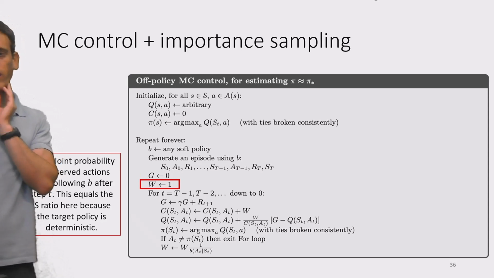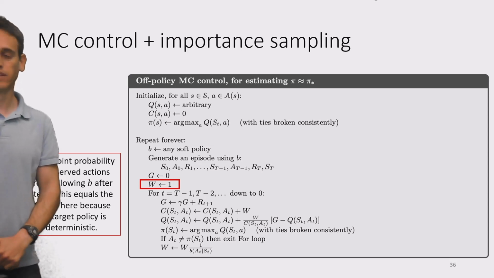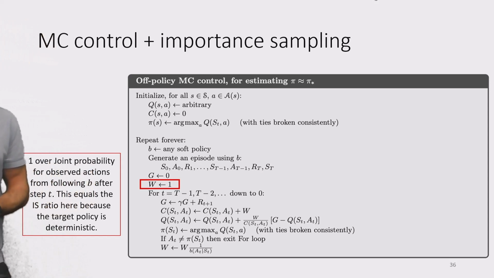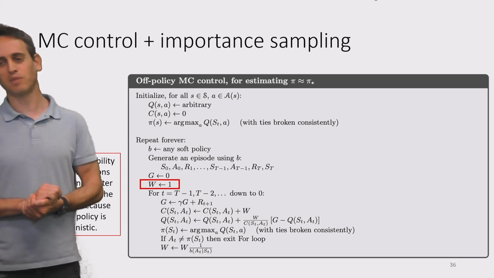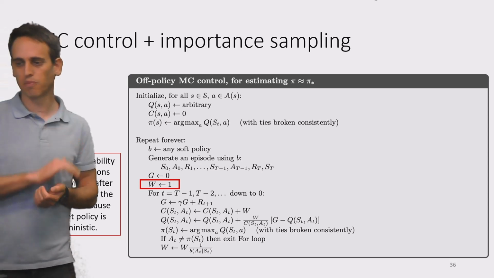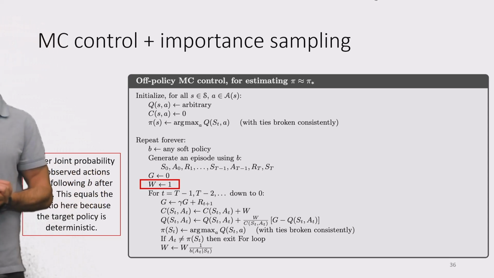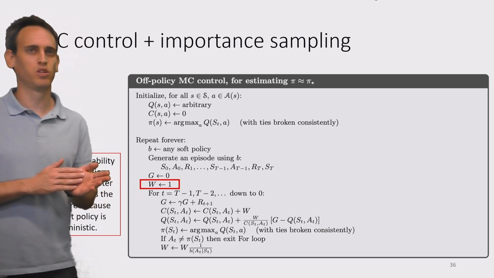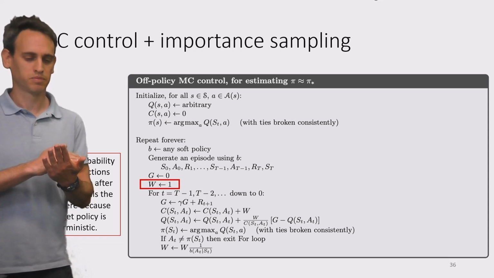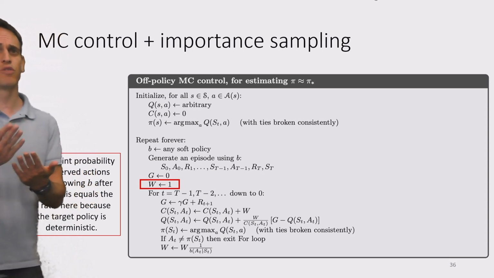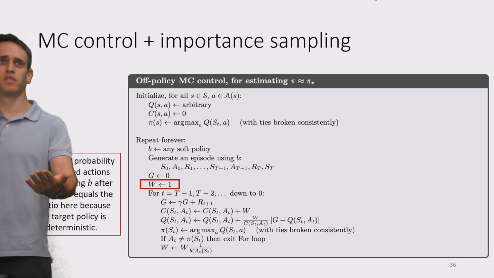We set W, our weight, to be 1. Initially it will be 1. But over time it will be 1 over the joint probability for observed actions from following B after time step T. This eventually is equal to the importance sampling ratio because the target policy is deterministic in our case. So if the target policy is deterministic, I can always set it as 1. And if we diverge from the target policy, we will just cut or break from our loop, because all of the probabilities prior to that will just be zeroed out.